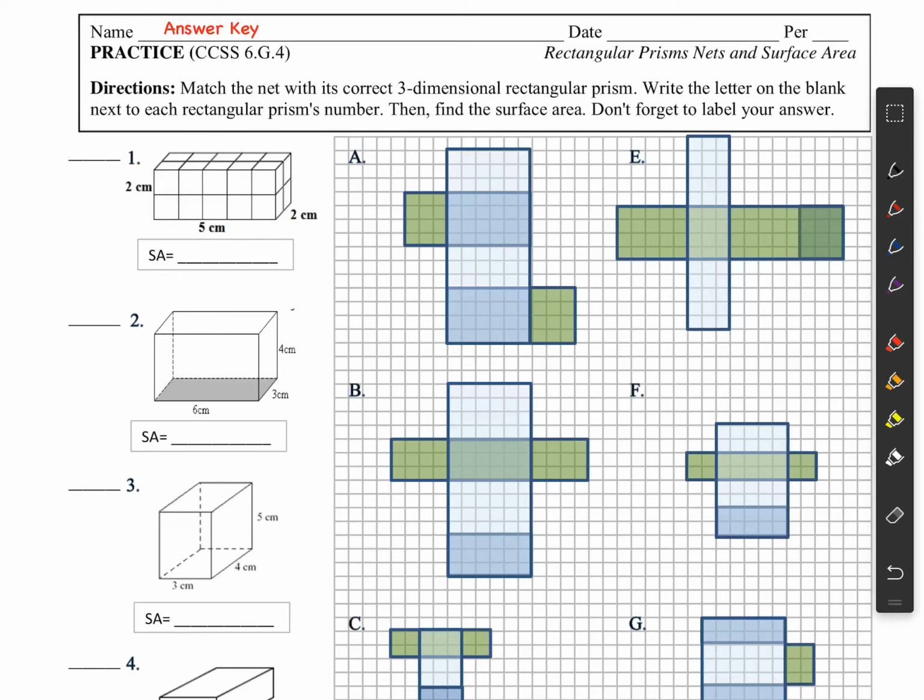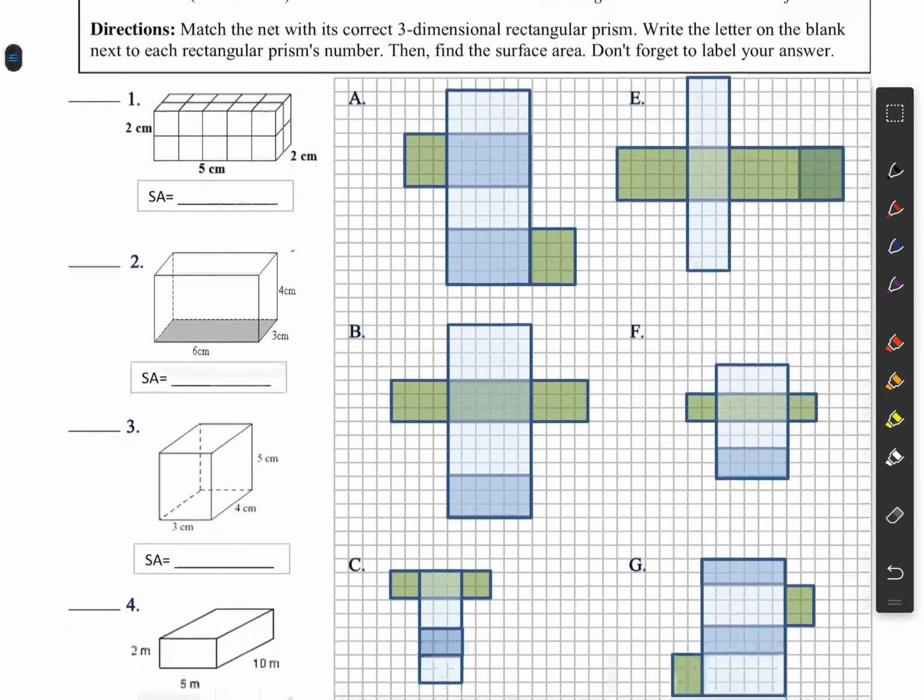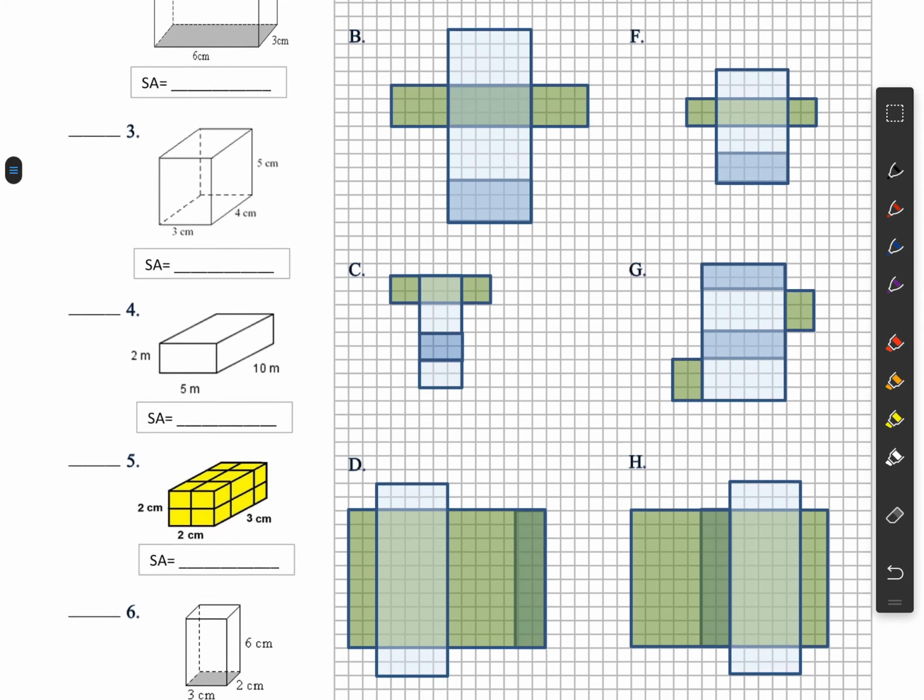This lesson will actually be a guided answer key from yesterday's rectangular prism nets and surface area practice. So the first thing we see is that we have a bit of matching. We have to match the nets with their corresponding three-dimensional rectangular prisms. We see we have choices A through H.